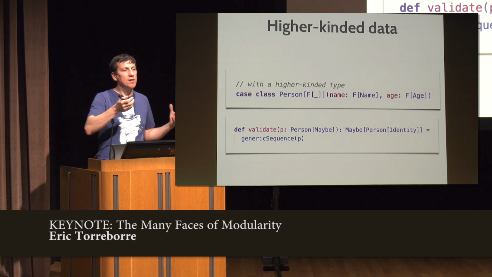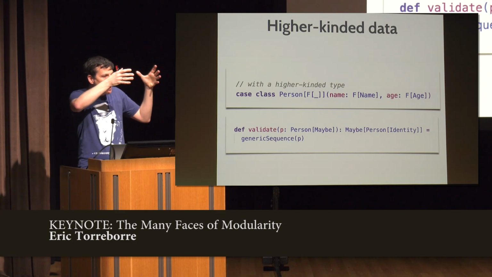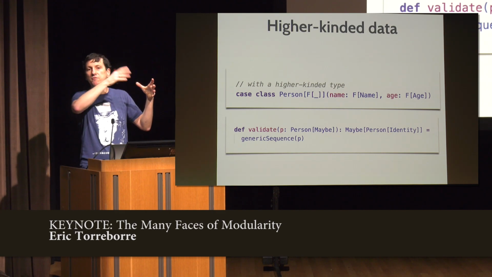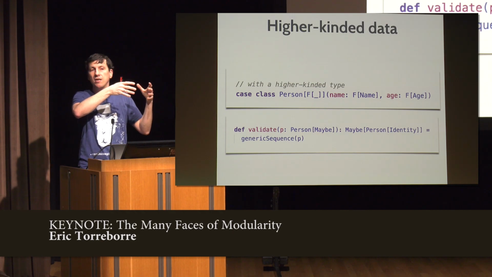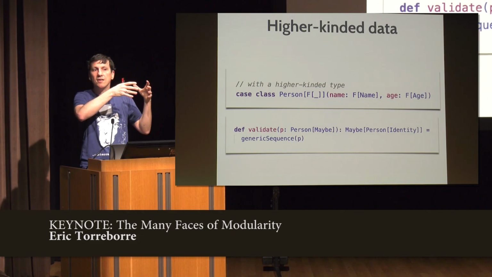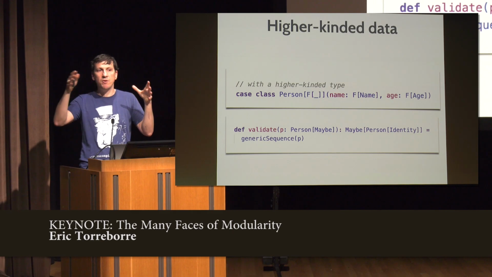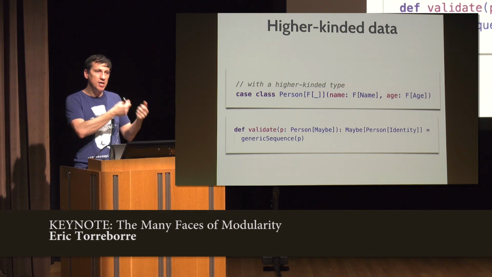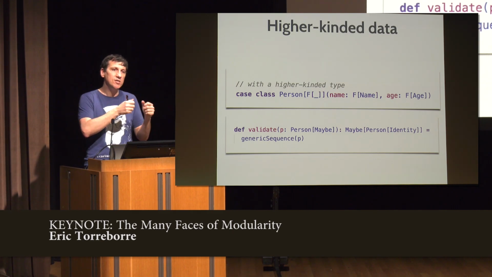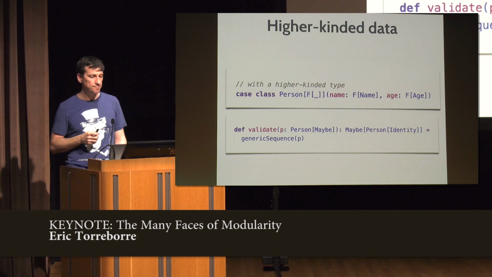You can transform some data of maybe into maybe of data. And this can be done generically. You don't need to know what your data is. It can be person, it can be house, it can be whatever. It's possible to write a generic validate function that is always going to do the right thing. That's really cool. And what else do we have?